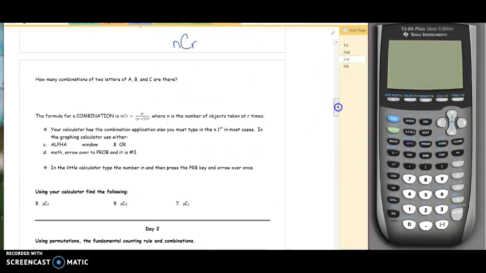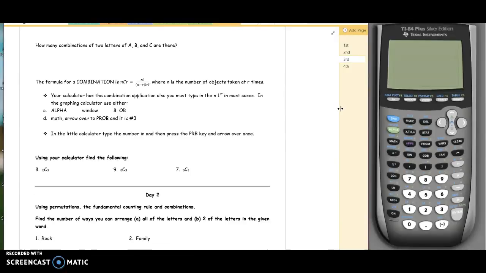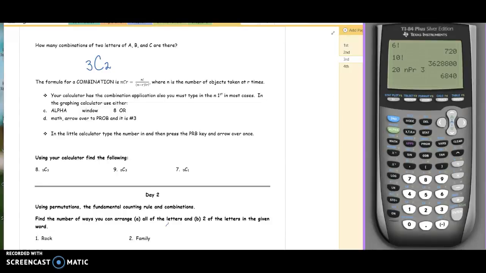So if you turn to the next page, how many combinations of the 2 letters of A, B, and C are there? We have 3 total things. We are going to choose 2 of them. So try to figure out in your calculator how to do 3C2. If you have a scientific calculator, it's the same way that you did NPR. You just select NCR instead. In the graphing calculator, oops, I'm not doing 20, I'm doing 3, math button, go over to your probability, choose NCR, punch in 2. There are 3 ways.